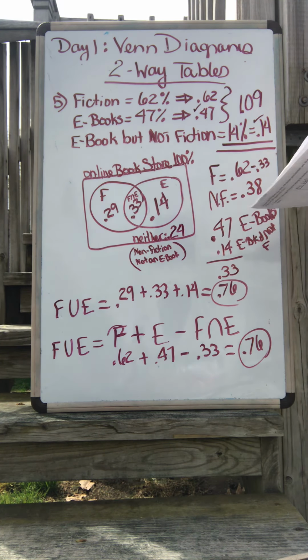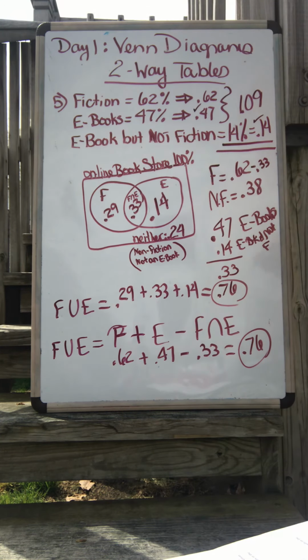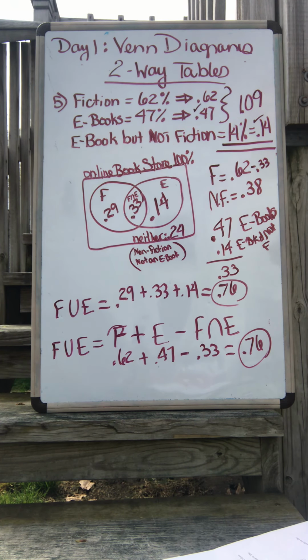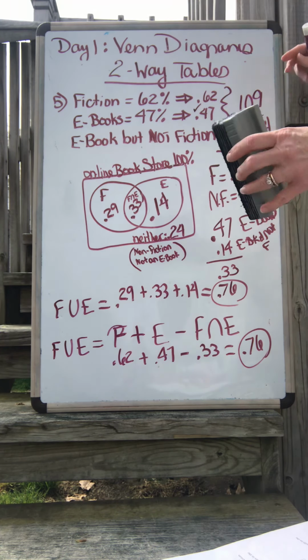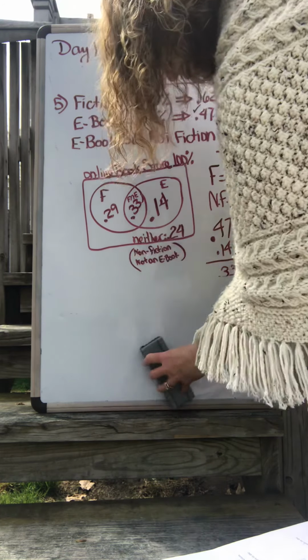So that was a lot of work. Now let's take a look at making this into the two-way table, which was where we're going. So what I'm going to do right now is get rid of all of this around here, just so I have some room.